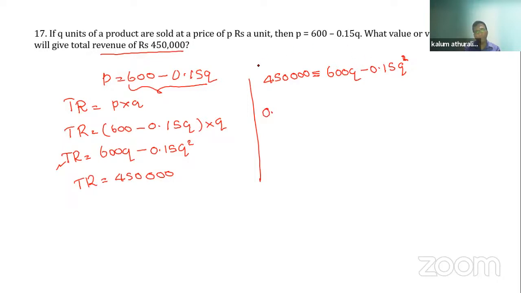This value goes to the left hand side: 0.15Q squared. This value also goes to the left hand side, minus 600Q. Minus value becomes plus, plus value becomes minus. Plus 450,000 equals 0. This is the standard form of the quadratic equation. Using a calculator, you can find the values of Q. Here's the question: what are the value or values? There are two values.